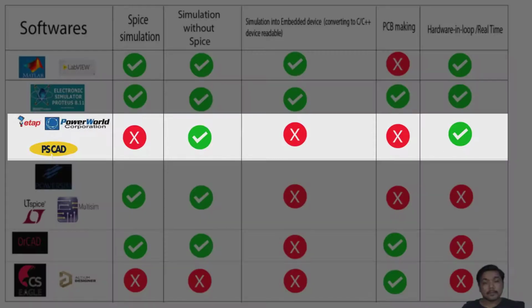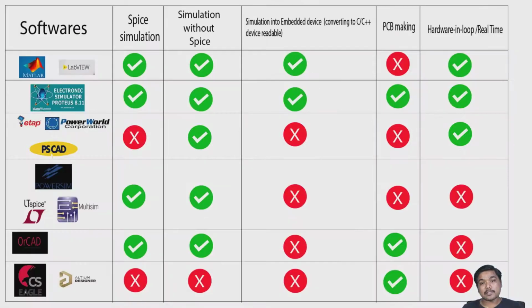ETAP, PowerWorld and PSCAD all come under simulation without SPICE and hardware in loop. That means they can test the real power system. Mainly these three softwares are for power system engineers, who can do power system operations easily. They can handle complex calculations like optimal power flow, economic load dispatch and power flow in these three softwares. And PSCAD supports renewable energy resources too, which the other two softwares don't, but you can use a voltage source there.